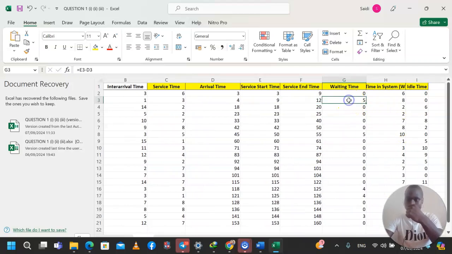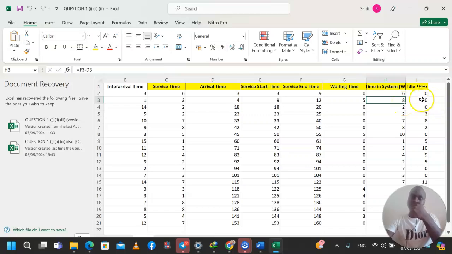And then for waiting time, we had to get his start time minus his arrival time for us to get the waiting time that he waited before beginning the service. And then for the time in the system, as you see, we had to get the service end time minus the arrival time, in order for us to get the time in system.